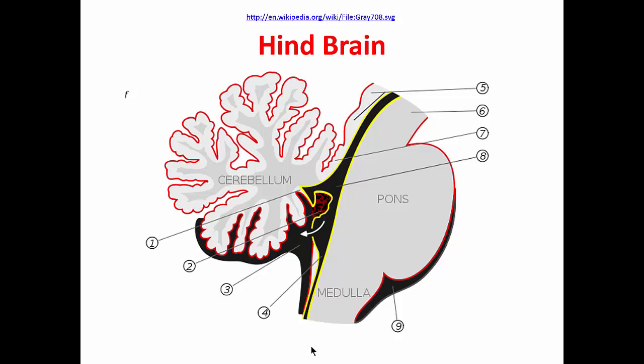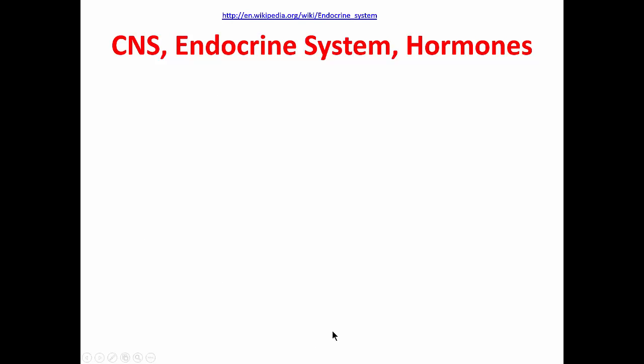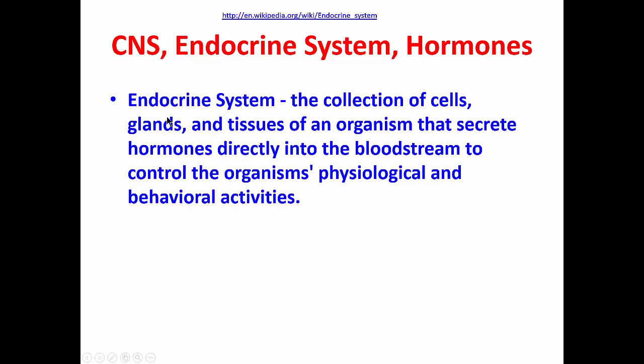Okay, so that completes our tour of the brain, but we also want to now connect to the endocrine system. So far we've talked about the nervous system, which had a central nervous component, and we also had a peripheral nervous component, but the nervous system also interacts with the endocrine system, and it does so by way of hormones. Let's first begin by defining the endocrine system as the collection of cells, glands, and tissues of an organism that secrete hormones directly into the bloodstream to control the organism's physiology and behavioral activities.